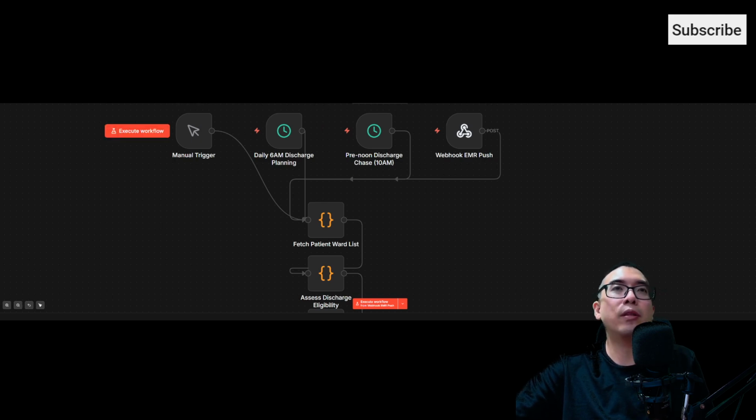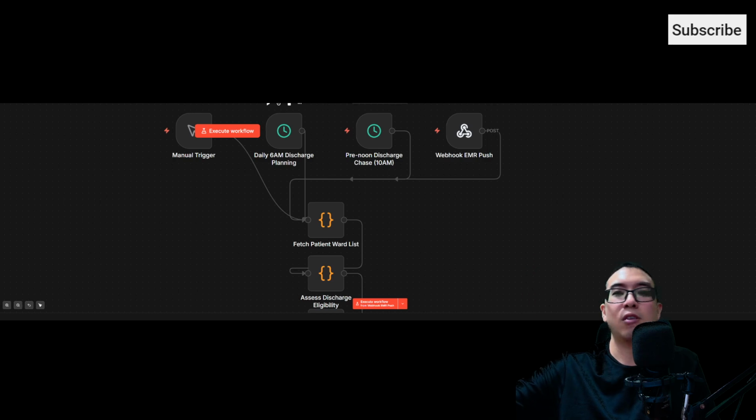First, we talk about the manual trigger. The manual trigger kicks off when your bed manager just wants to see the current situation today. It fetches the current list of patients in the ward. There is also a 6 a.m. discharge planning run that kicks in. This is your morning discharge run where it fires off.